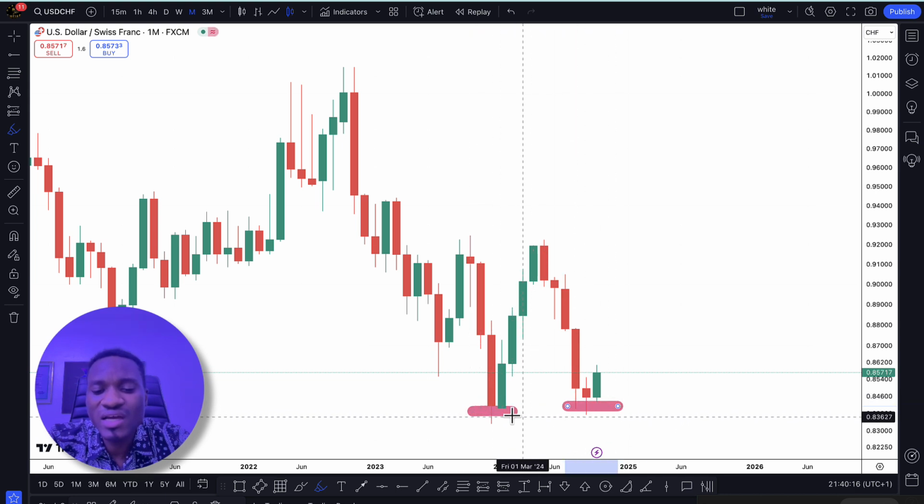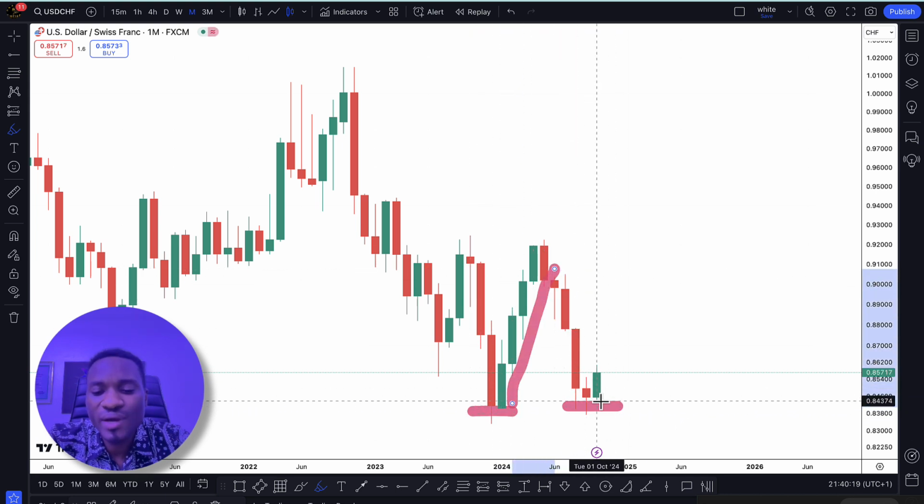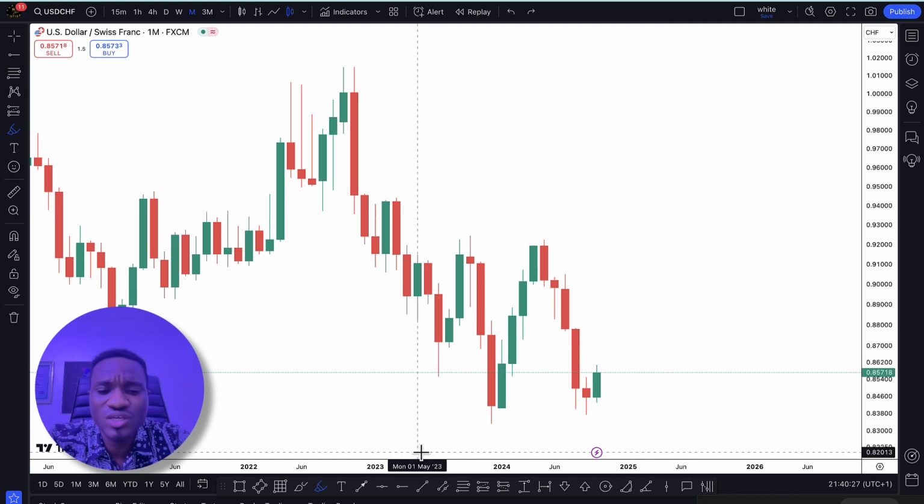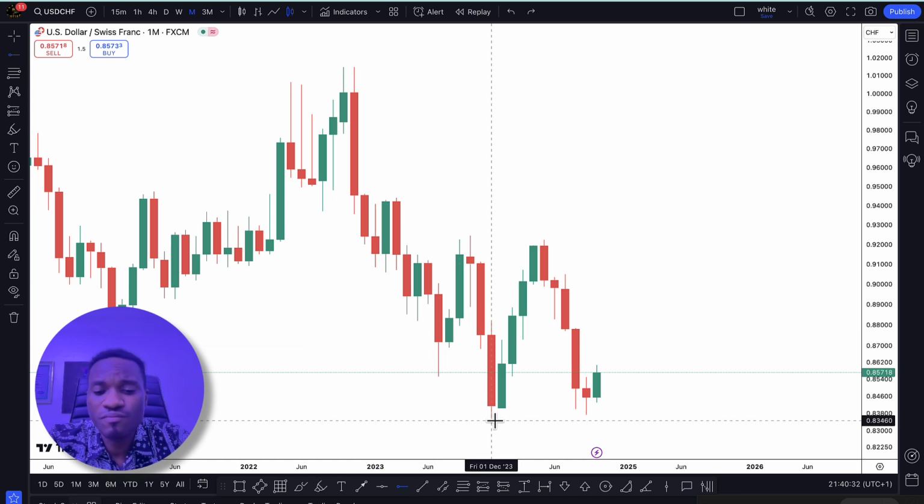These are buyers taking the price to the upside. So at demand, people want to buy. At support, people want to buy. So why get yourself confused and start asking yourself, should I construct demand? Should I construct support? No, they all mean the same thing, right?